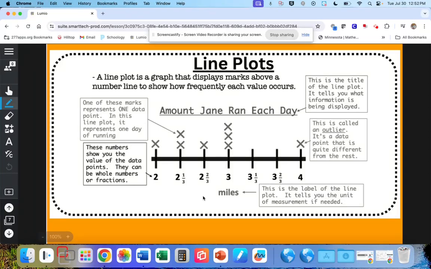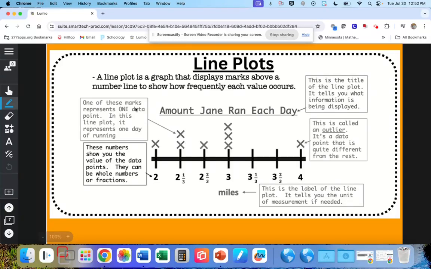So let's take a look at some features in a line plot. The first feature you're going to see is this right here, amount Jane ran each day. This is called the title. The title needs to be displayed towards the top to help you understand what this number line is talking about.